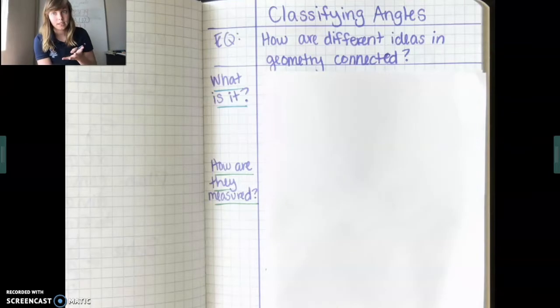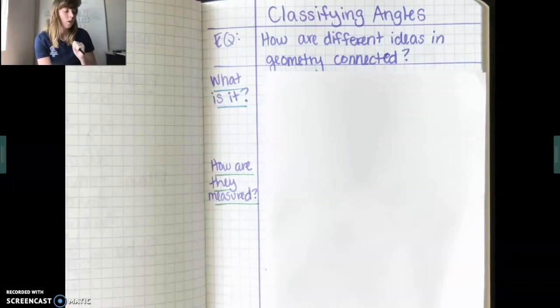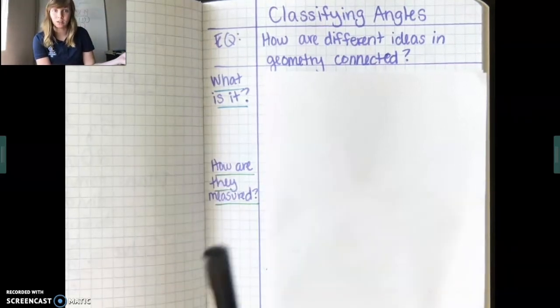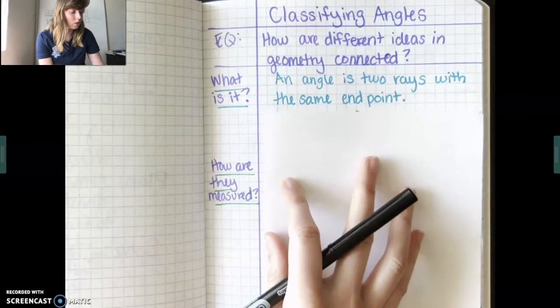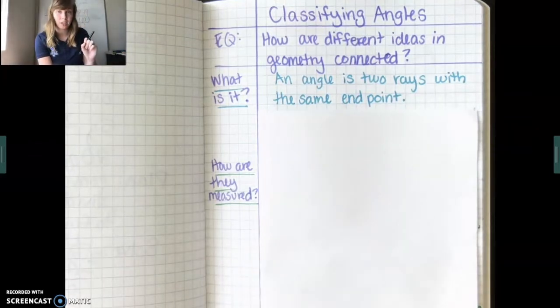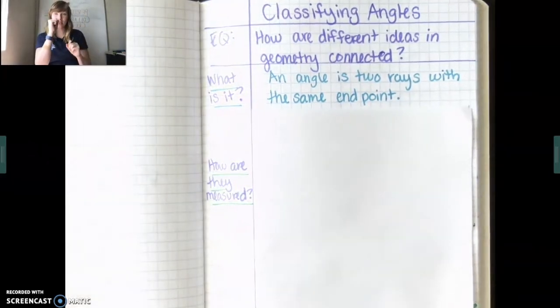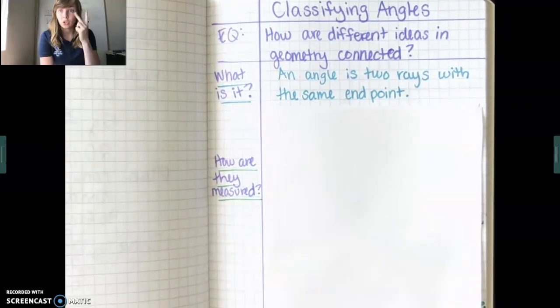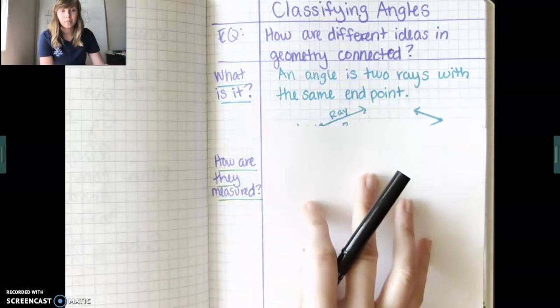Now, Mr. Hopkins did a geometry video last week about points, lines, rays, perpendicular lines, parallel lines, and intersecting lines. Those will come in handy when we learn about angles. Our first part of the notes is, what is it? What's an angle? Well, an angle is two rays with the same endpoint. So remember, a ray is you have an endpoint, and then you have a line coming out of that endpoint that goes on forever. So an angle is two of those, two rays that join at the same endpoint.